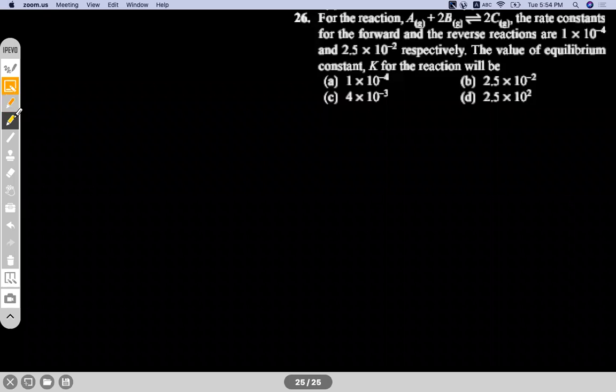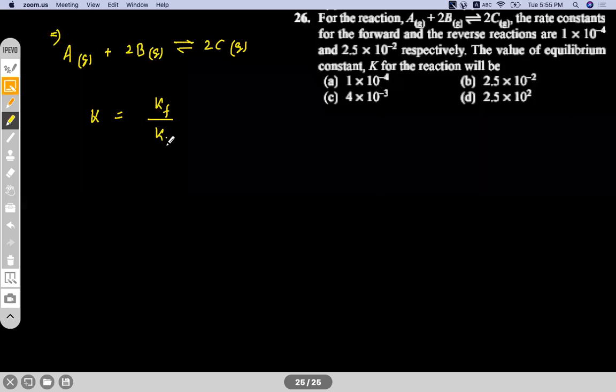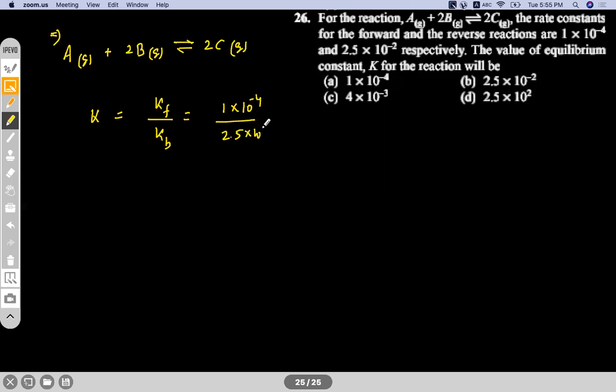Are you getting C? Okay. 26th one. You see here, for the reaction, the rate constant for forward reaction and reverse reaction is given, nothing you need to do. Equilibrium constant equals what? Rate constant of forward by rate constant of backward. This we can do. Rate constant for forward reaction is 1 into 10 to the power minus 4, divided by 2.5 into 10 to the power minus 2.